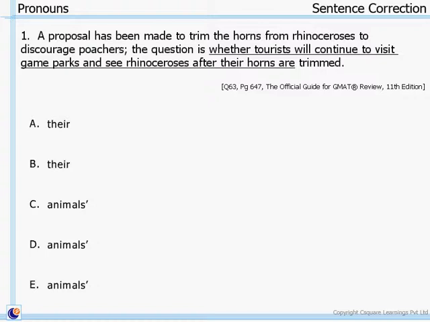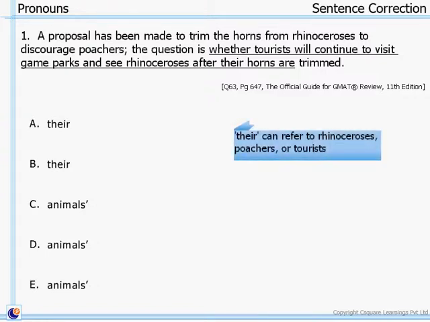Does there refer back to a particular noun unambiguously? Their horns. So whose horns? What is the noun? There you can refer to rhinoceros, poachers or tourists. We need to just pick out the nouns from the sentence. Well, we do not know as to which noun the pronoun there refers to. Hence, there is an ambiguity.